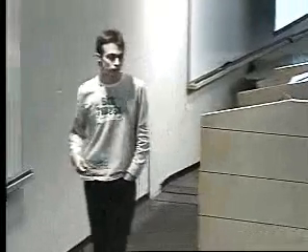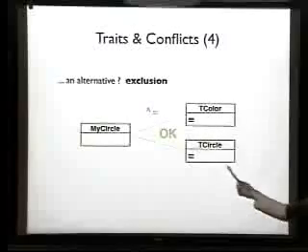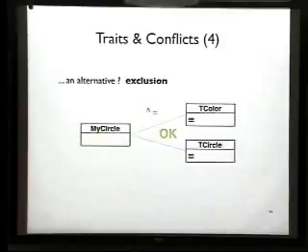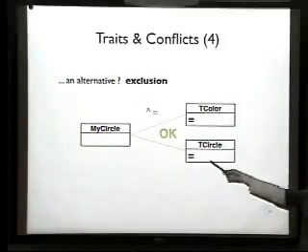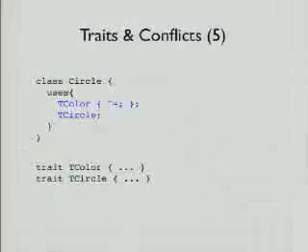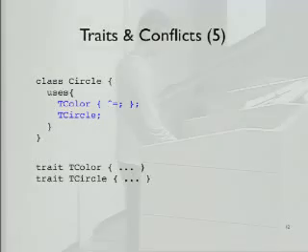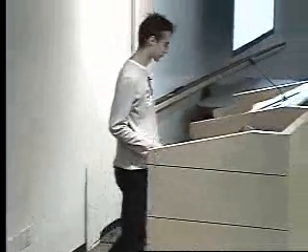We could also solve this conflict differently. For example, if T-circle does already implement the behavior we would like to have for the equals operation, we just take that and we exclude the one that comes from T-color, and we have no conflict either. When you go to the code, it's even simpler: we just have the exclusion on the equals operator.